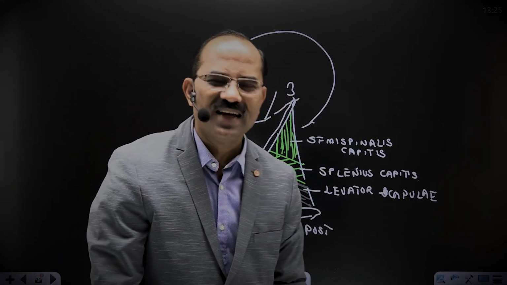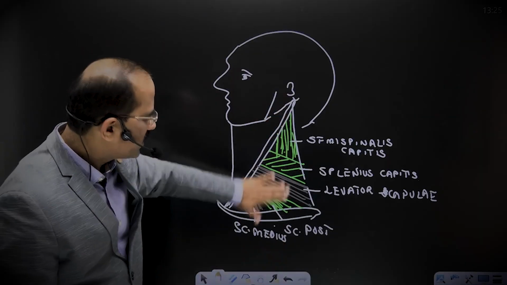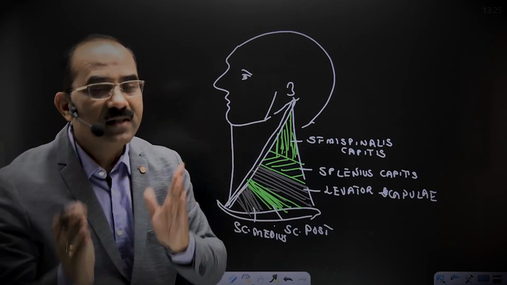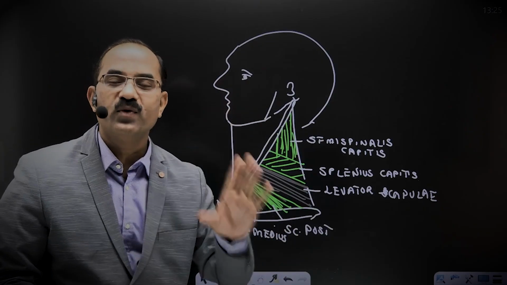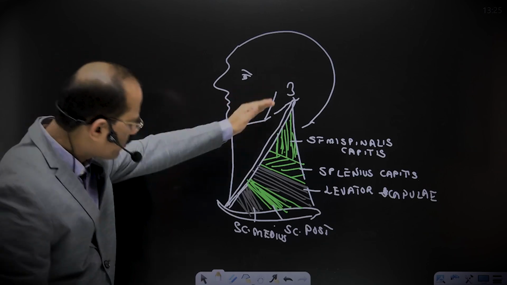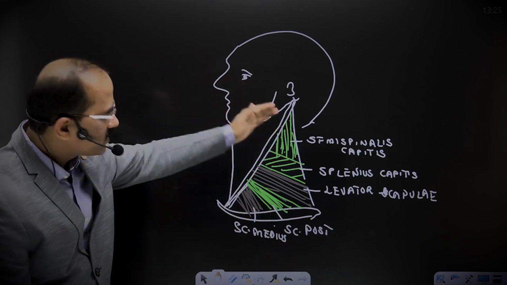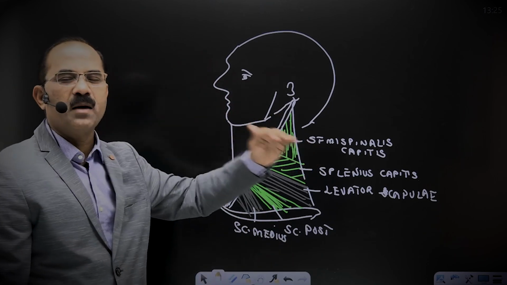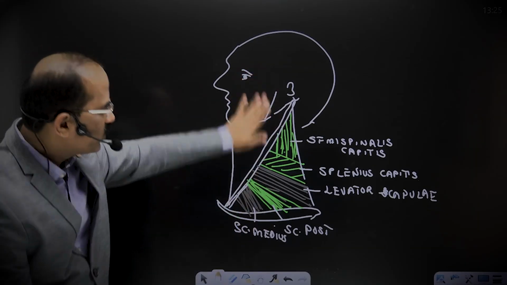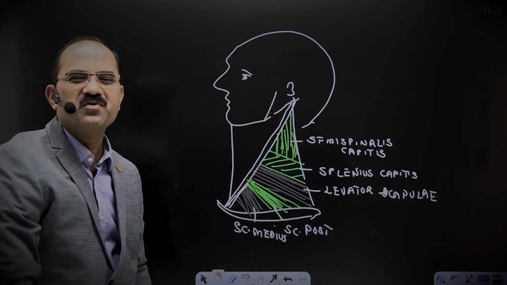Floor, yes. Prevertebral fascia is covering these muscles, no? And these muscles are in the floor. So automatically the prevertebral fascia lies in the floor of the posterior triangle. Am I clear? Floor of the posterior triangle from above downwards is formed by the semispinalis capitis, the splenius capitis, the levator scapulae, scalenus posterior and scalenus medius. The floor is covered by the prevertebral fascia.